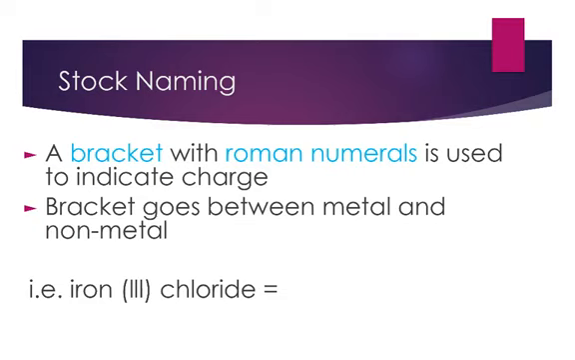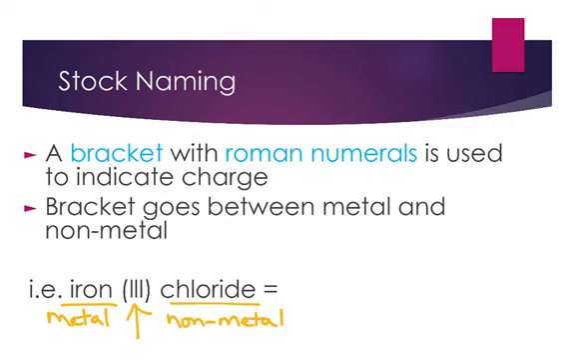So when we do stock naming, again, this is just a method for saying which of the charges or valencies, that's why it's called multivalent, which charge of the metal are we going to use, because it's not one of those main group elements where we can just look at the column number. It's one of these ones in the middle. So what we do is we use a bracket with Roman numerals to indicate the charge. So for instance, the example here, we put the metal name first, and then in between the metal and the non-metal, usually we would just have a metal and a non-metal. This is the new part. We're going to put those Roman numerals in between.